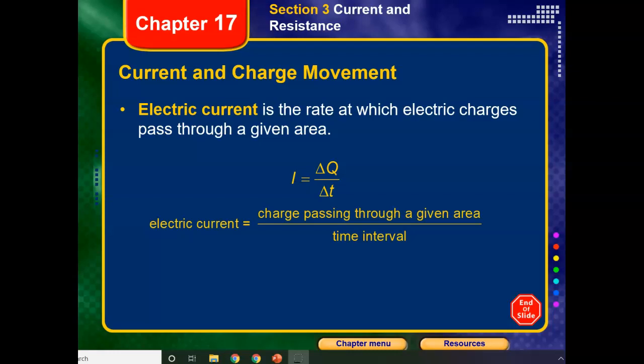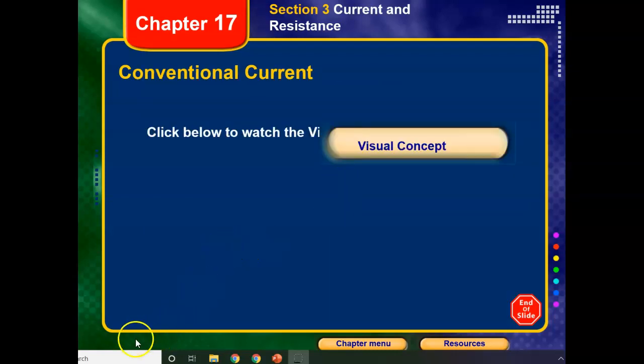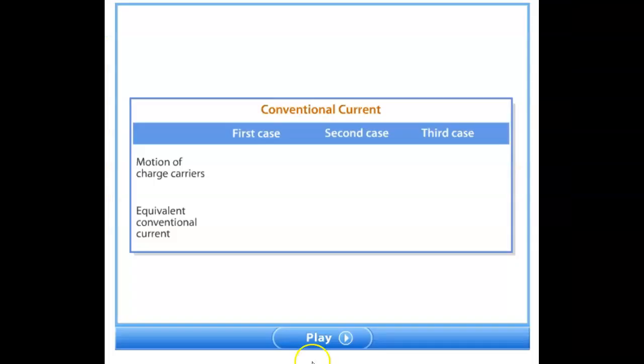Okay, so you have electric potential, which is in voltage, and you have current, which is how fast the charges pass by a given point. So the higher the current, the more charge passes by in a given amount of time. Okay, so we're going to watch a little video clip here.